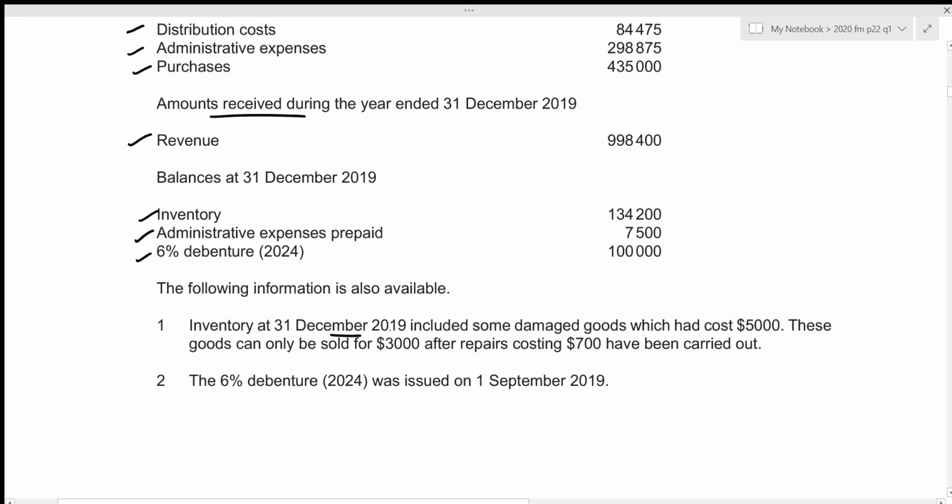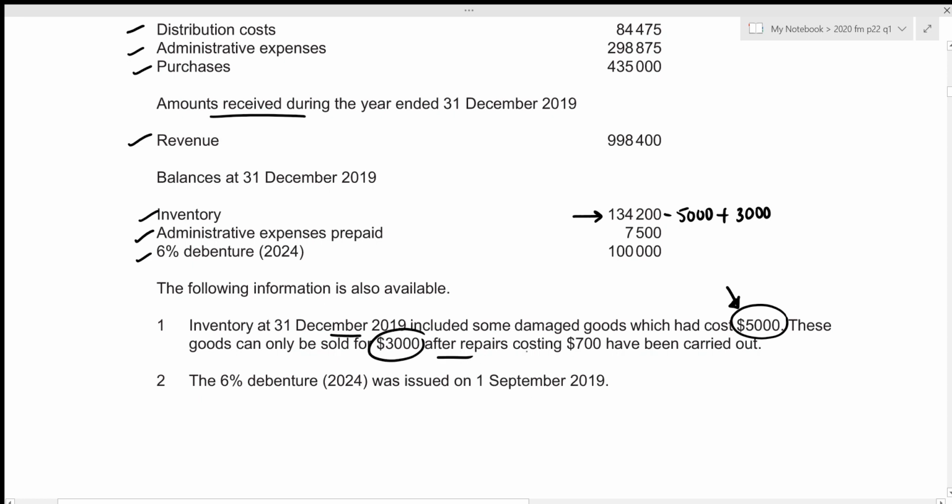Inventory at 31st December 2019 included some damaged goods which had cost 5,000. So remember, in case of damaged goods in inventory, we should always subtract its cost because those inventory have now been damaged and it should not be included in its valuation, right? So previously, we had our inventory at 31st December 2019 to be 134,200, and now we should be subtracting this cost of 5,000 as it is of the damaged goods. So that's minus 5,000. Then these goods can only be sold for 3,000. So the next step would be to add the value at which these damaged goods can now be sold for, which means that we just need to add these 3,000 in order to figure out the correct valuation for inventory.